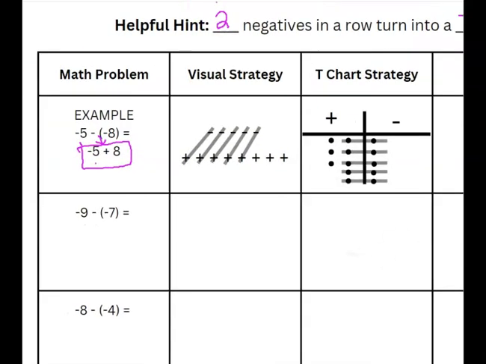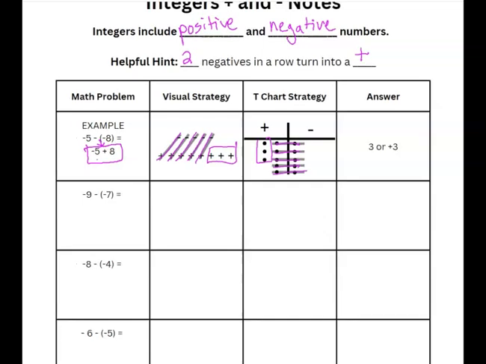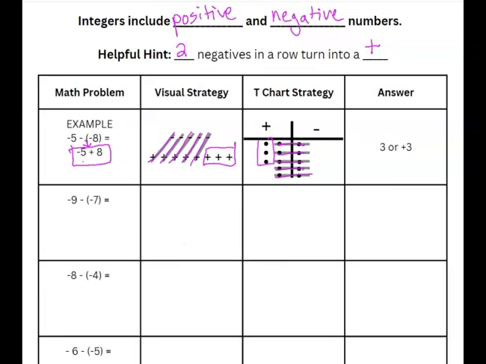Remembering that one positive and one negative cancel each other out, I was able to cross off 5 negatives and 5 positives, which left 3 positives behind. The same thing happened on my T-chart. I was able to cross off 5 dots, and there were 3 dots left on the positive side, so my answer would be 3 or positive 3. Let's take a second and look at the next example.